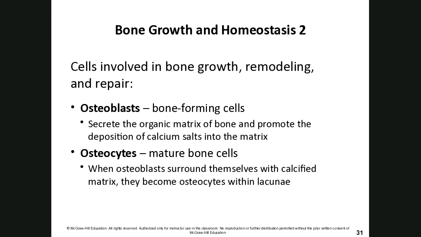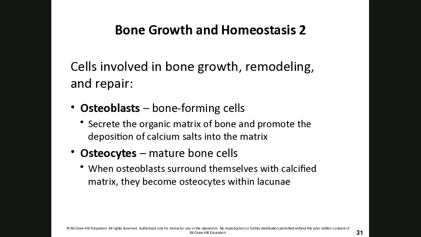So far, we've only really talked about one type of bone cell, and those are the osteocytes. Those are the mature bone cells. Osteoblasts are those cells that we call bone forming cells or bone building cells. B for blast, B for building. The way that they do that is that they secrete this organic matrix of bone, and they call for calcium salts to be deposited in that matrix. So osteoblasts become mature bone cells or osteocytes.